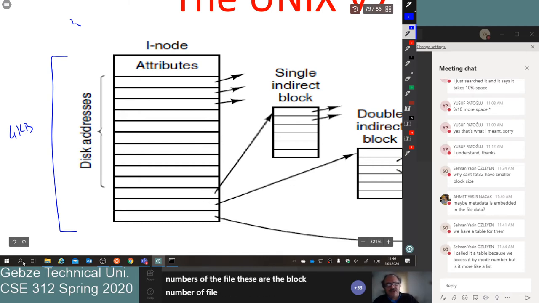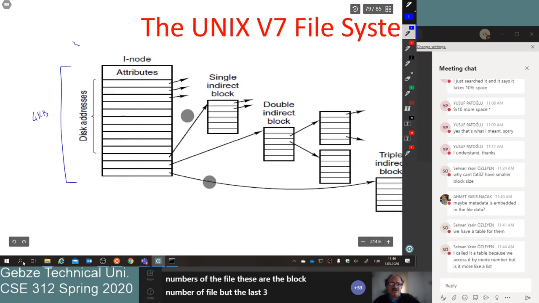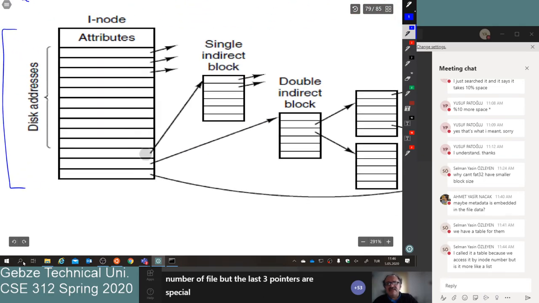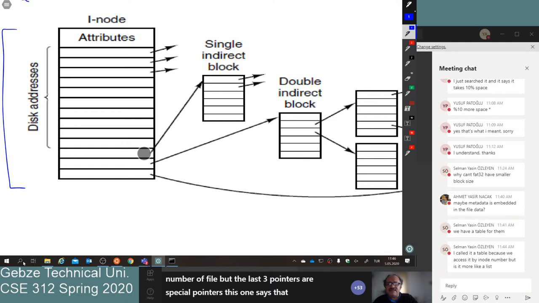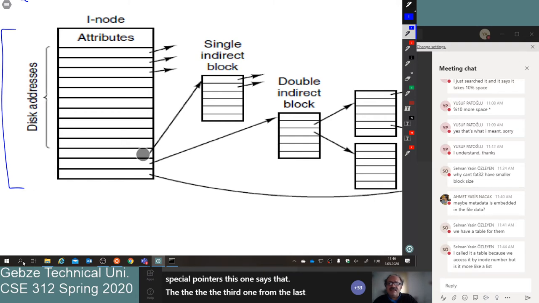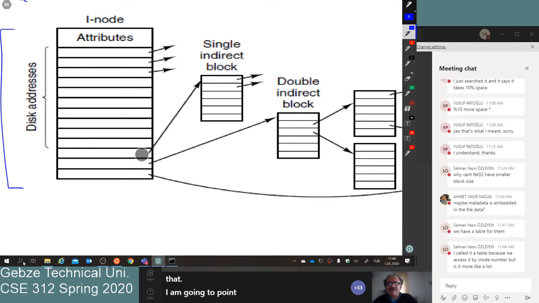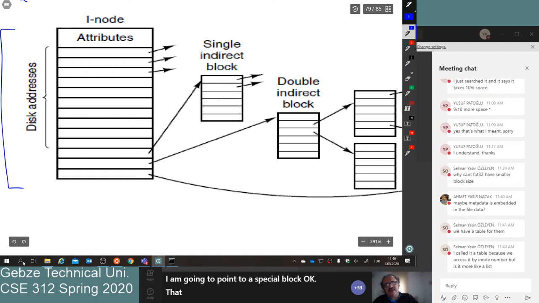But the last three pointers are special pointers. The third one from the last says that I am going to point to a special block, okay? That block contains pointers to other blocks. Single indirect block, okay?